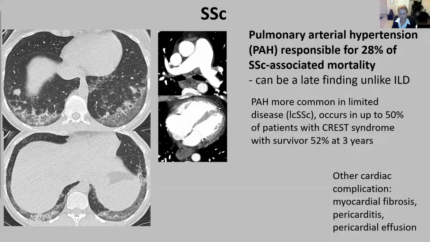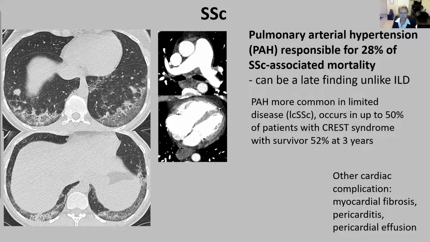This is another patient with scleroderma. We see NSIP pattern of lung fibrosis. Also, dilatation of the main pulmonary artery, enlargement of the right ventricle and right atrium. So this patient most likely has pulmonary arterial hypertension, which is responsible for 28% of scleroderma-associated mortality.